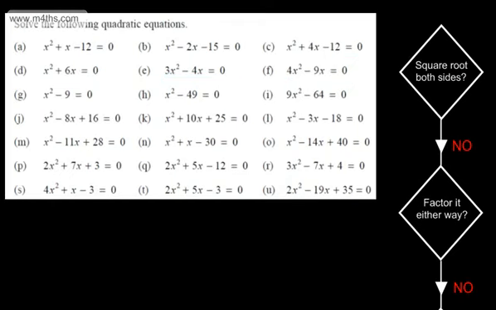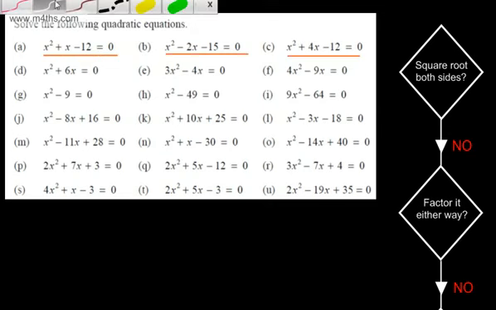Okay, let's go on and look at some others. The first ones, now we have a constant. These are in the form x squared plus bx plus c is equal to 0. All of these are. So let's go ahead and look at these. We can't square root both sides. We can't do the first factoring, but we can do the second factoring.